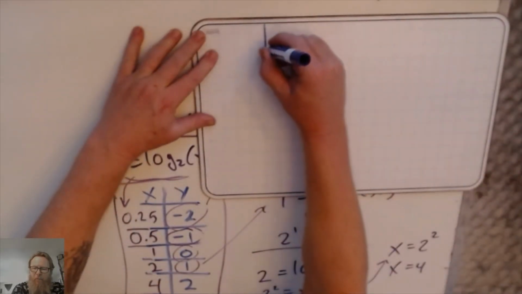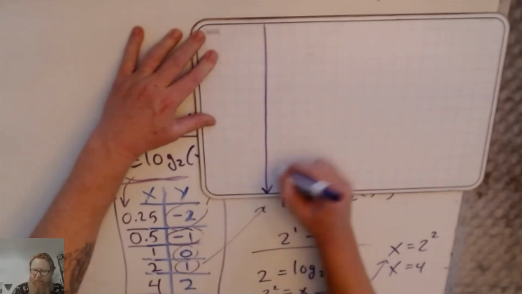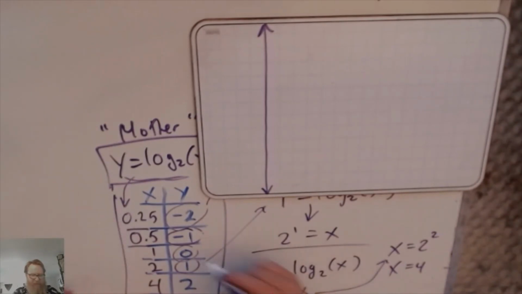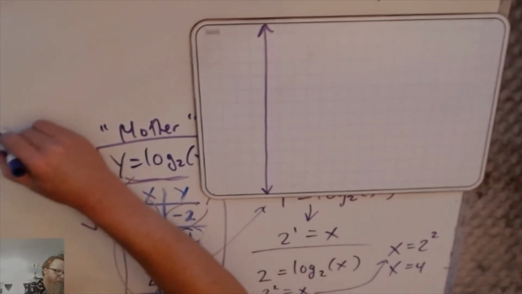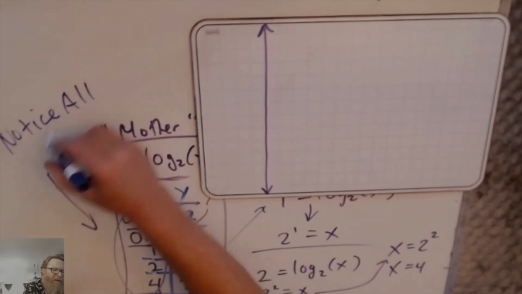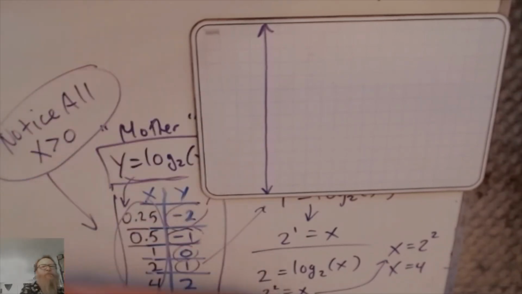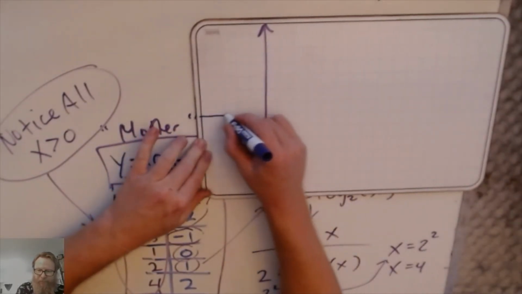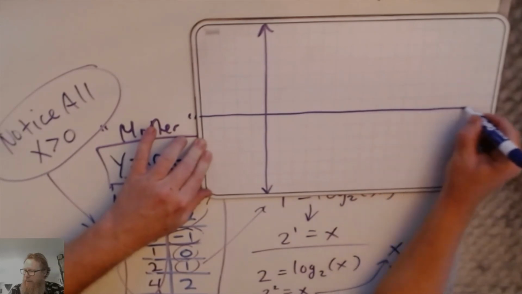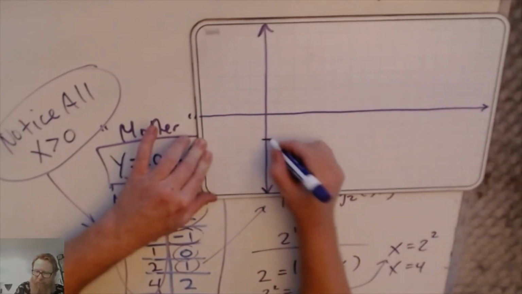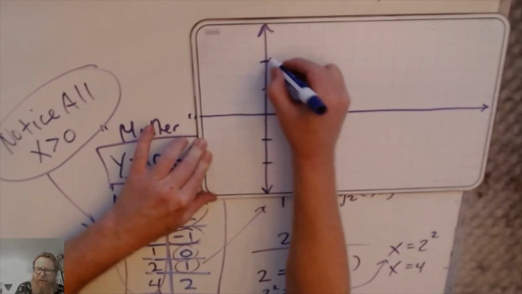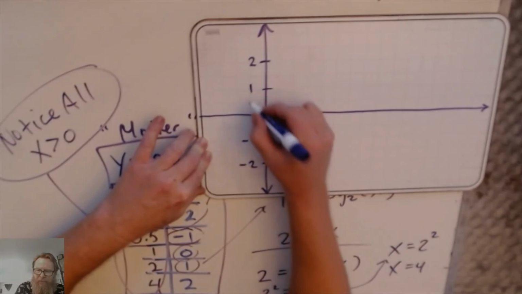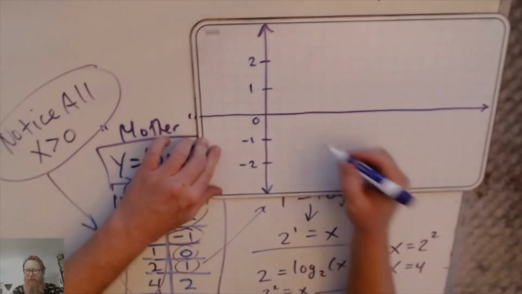Notice where I'm going to put my y-axis. I put it pretty far over here to the left, because there are no x's that are negative. Notice all the x's are greater than 0. Yeah, they're all greater than 0. And just so that you have a good idea of how this works, I'm going to exaggerate my scale here, so you can clearly see everybody on here.